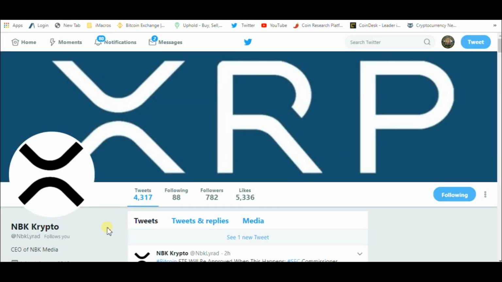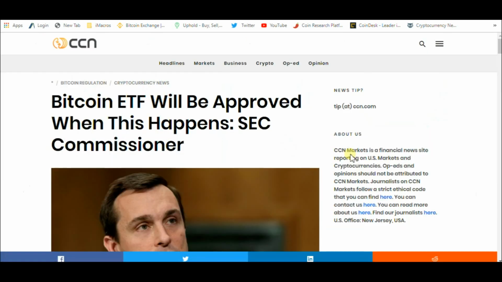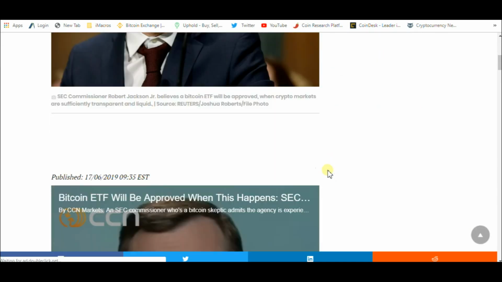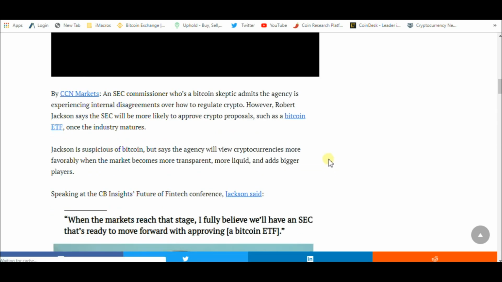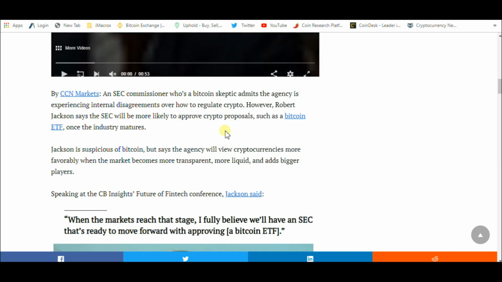Okay, next from NBK Crypto, NBKLYRAD sent me this. Bitcoin ETF will be approved when this happens, SEC Commissioner. And I'll give you my opinion on this after I read it a little bit to you here. An SEC Commissioner who's a Bitcoin skeptic admits the agency is experiencing internal disagreements over how to regulate crypto. However, Robert Jackson says the SEC will be more likely to approve crypto proposals such as a Bitcoin ETF once the industry matures.